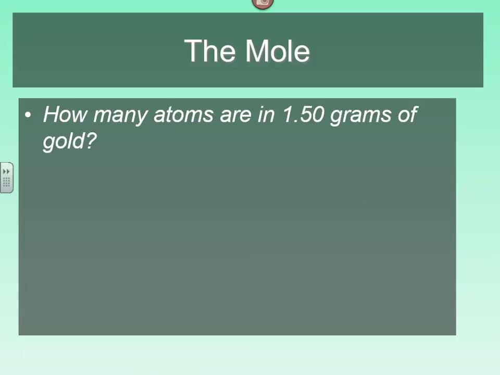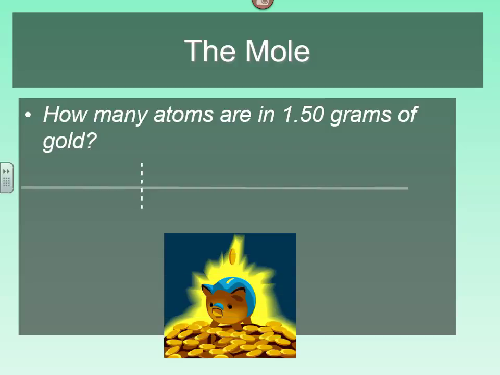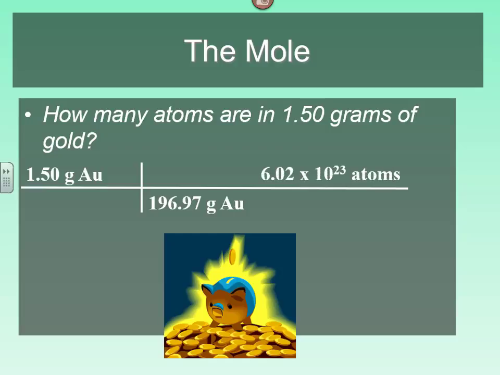How many atoms are in 1.50 grams of gold? Here's where we're going to treat the mole like a bridge. Start with what you're given. We need to cancel the grams so they go on the bottom. Remember, grams come from the periodic table. So you look up gold on the periodic table. 196.97 grams. That is per 1 mole.